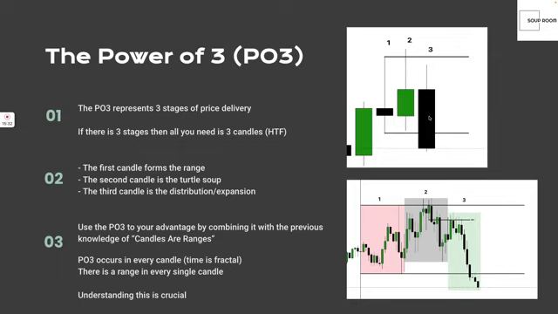This is the higher time frame and this is the lower time frame. Time is fractal. If you're on the 4 hour, head over to the 15 minute or 1 hour. If you're on the 1 hour, head over to the 15 minute, 5 minute, or 1 minute. If you're on the weekly, head over to a daily or 4 hour. If you're on the monthly, head over to a weekly, daily, or 4 hour.